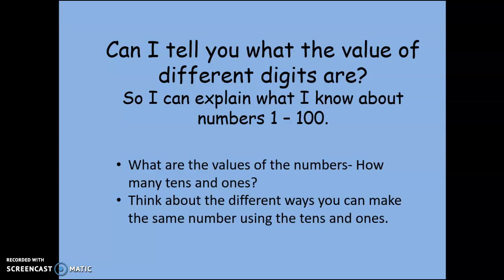One thing we also need to be able to do is look at how we can count in ones, twos, fives and tens by knowing the values of the numbers. So if I start at 2 and I'm counting in tens, the ones are going to stay the same. So it's going to go 2, but then it's just going to get 10 bigger. So 2, 12, 22, 32 and so on.